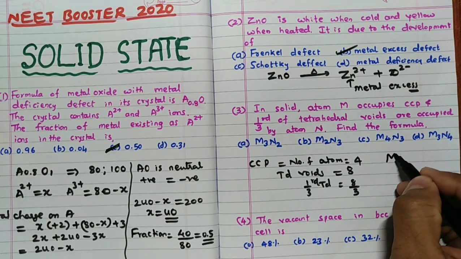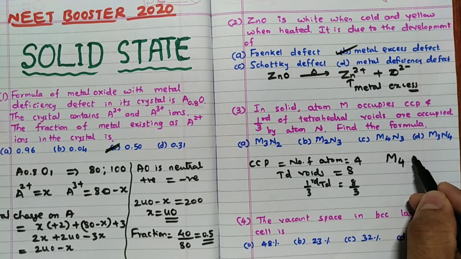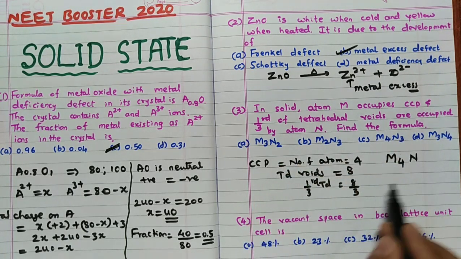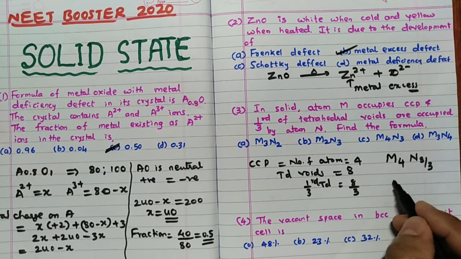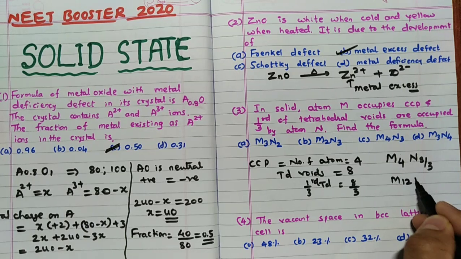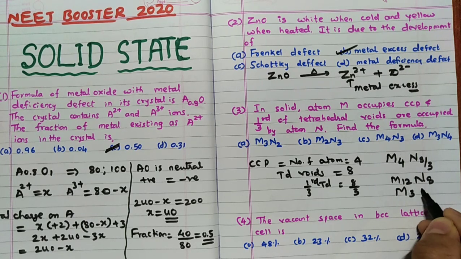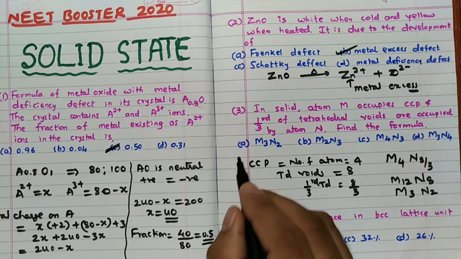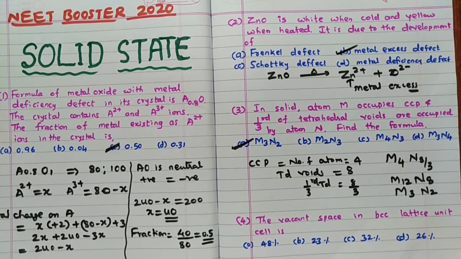Hence M occupies the CCP, that is M4, and N occupies 1/3 tetrahedral voids, hence it is 8 by 3. Then you take it this side, M12 is to N8. If you simplify this, you are going to get M3N2. 4 2s are 8, 4 3s are 12. M3N2 is the answer. M3N2 option is A. Very simple question.